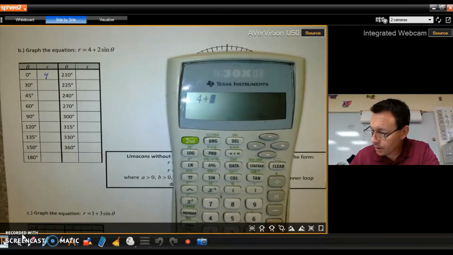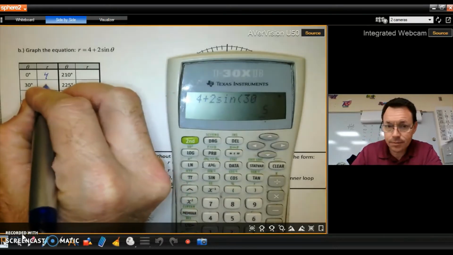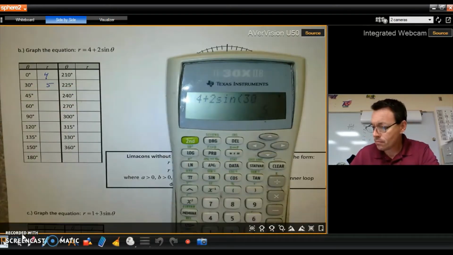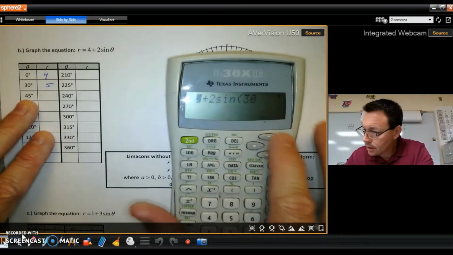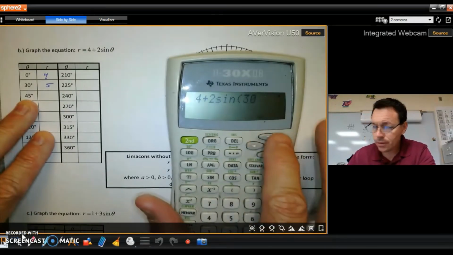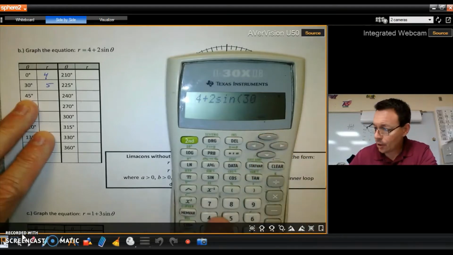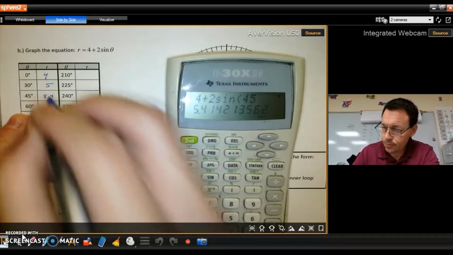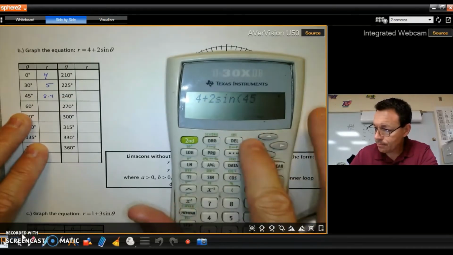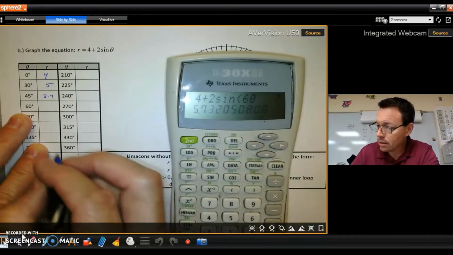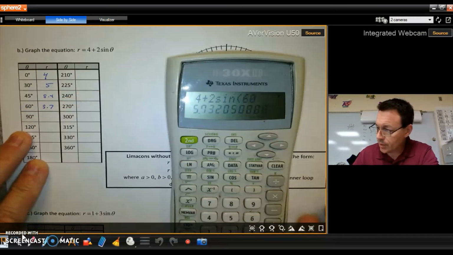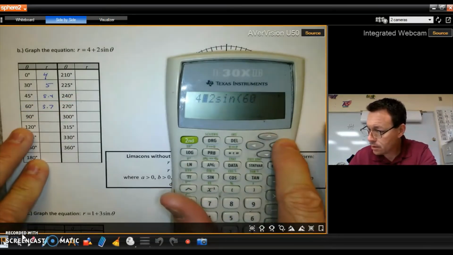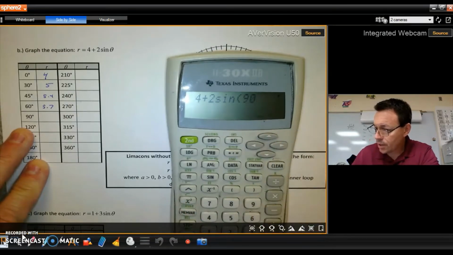Then we're going to do 4 plus 2 sine of 30. That's 5. If you see, I just scrolled up, and I can go back into my equation. I can change the angle to 45, so it's 5.4. And scroll up. 60, 5.7. So it may save you a little time.